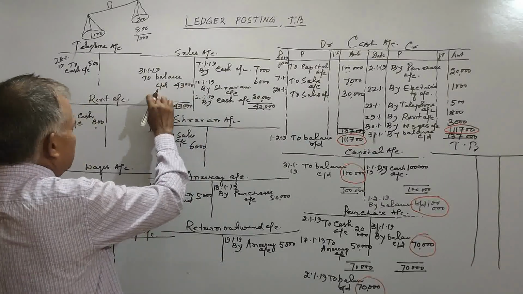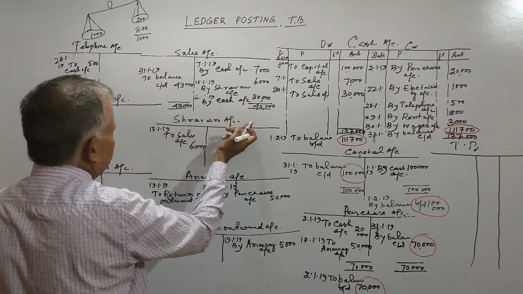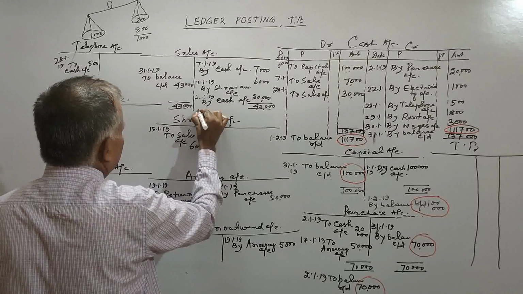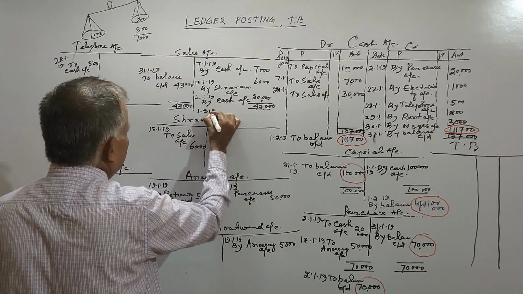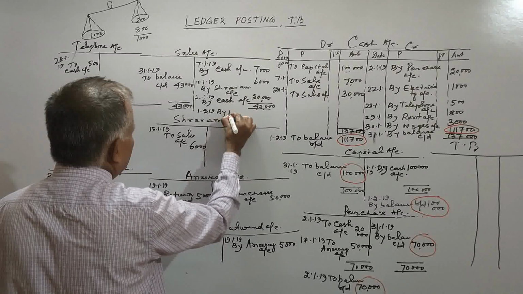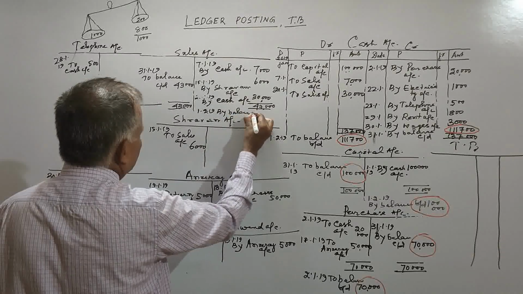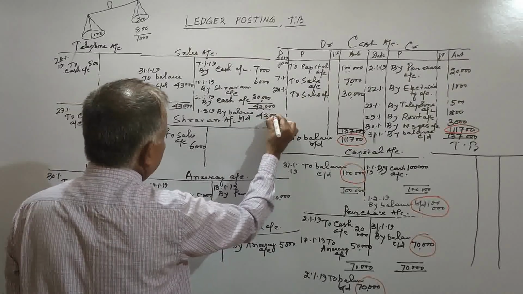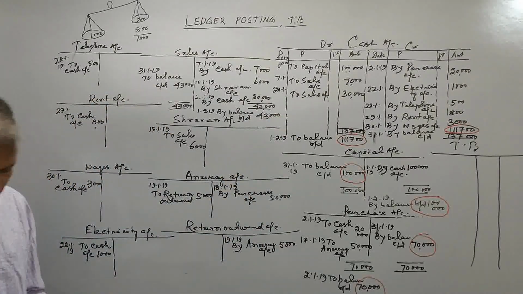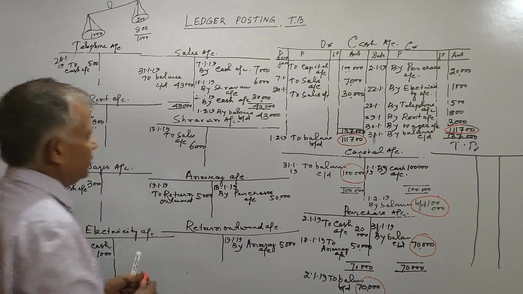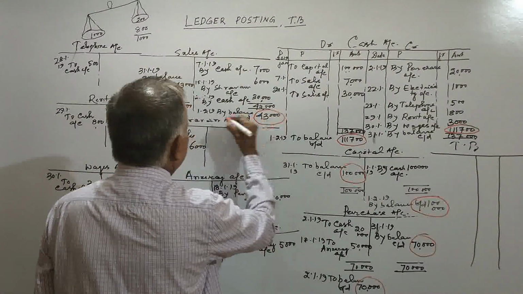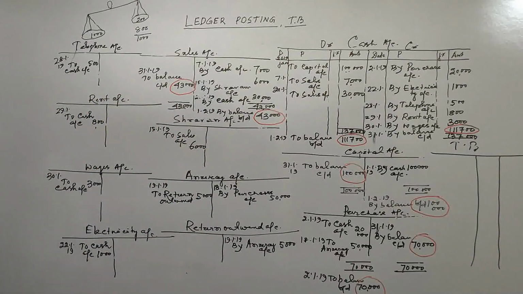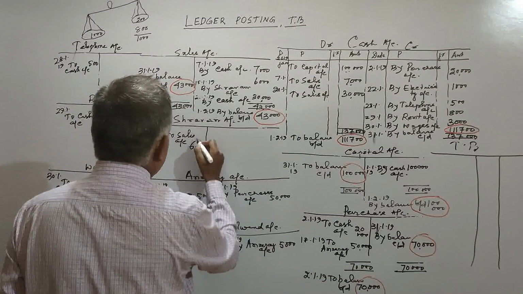Then CD is on this side, BD will be on this side, so this will be 1/2/19 by balance BD 43,000. So sales is your 43,000. This is your sales. This is the balancing figure.